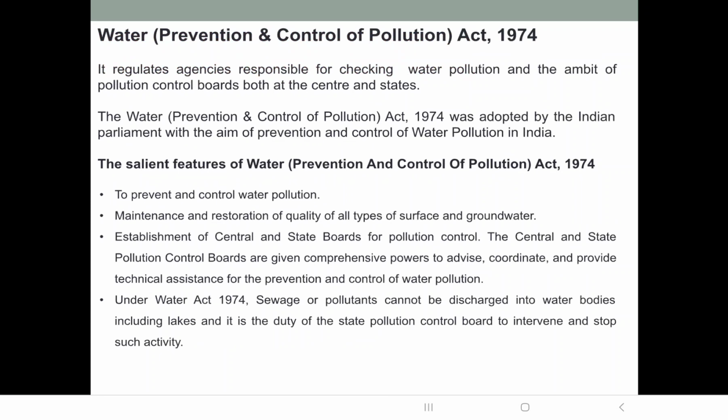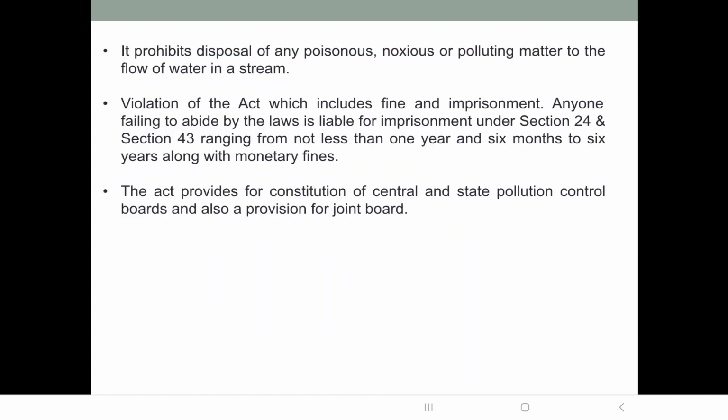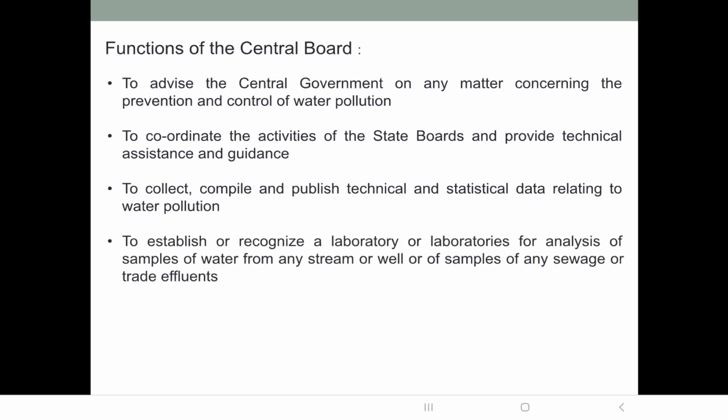Okay, then there are boards established, central and state boards. Also there are certain standards for the discharge of sewage or pollutants into the water body, which are laid down by these boards. But there is a complete restriction, it prohibits the disposal of any poisonous, noxious, or polluting matter. Also, there are punishments for violation of this act. There is a provision for a joint board in this act.